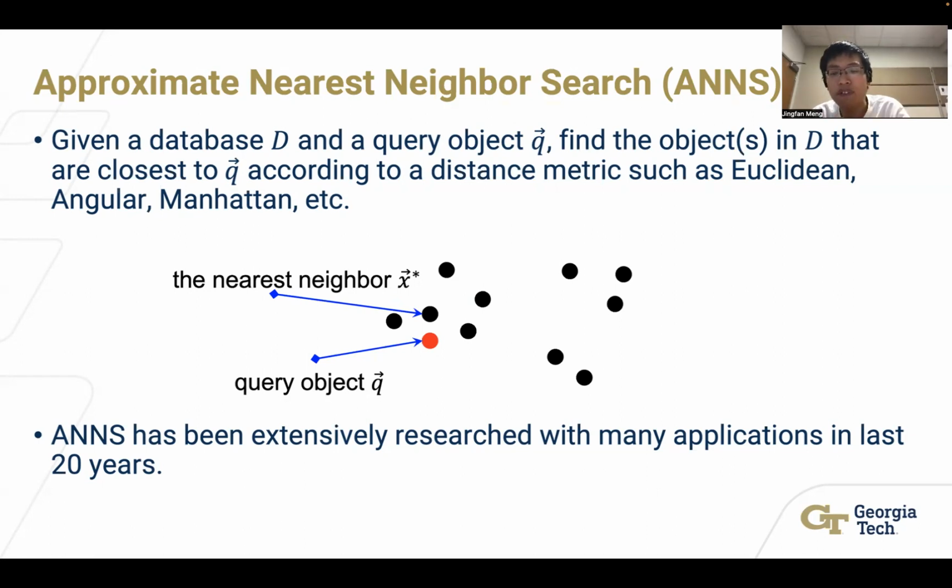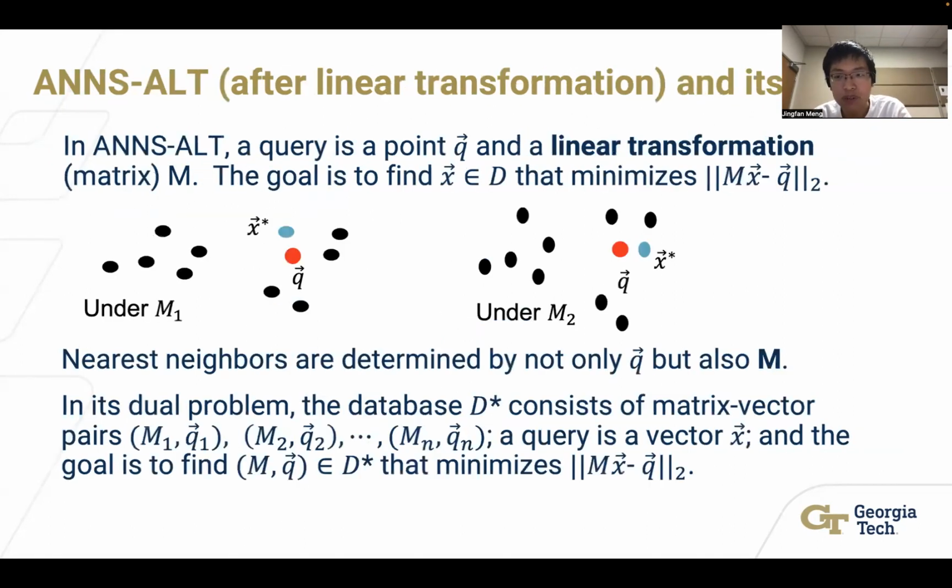There are a lot of different solutions proposed for different metrics, such as Euclidean metrics, angular distance, Manhattan distance, and so on. In this work, we generalize this problem to what we call ANS-ALT. It means after linear transformation. The query is not only a point Q, but also a linear transformation described by a matrix M. The goal is to find the data points that minimize the L2 norm of Mx minus Q.